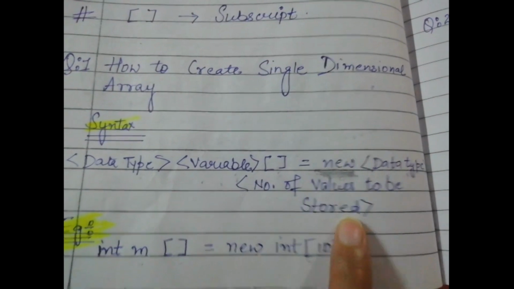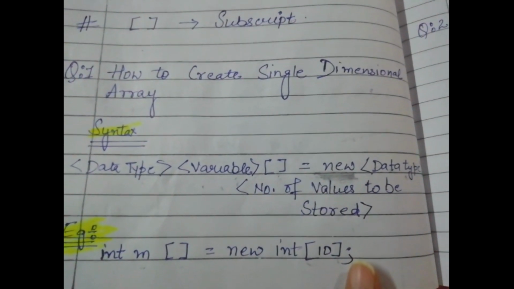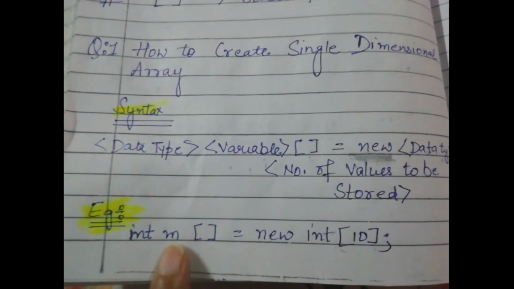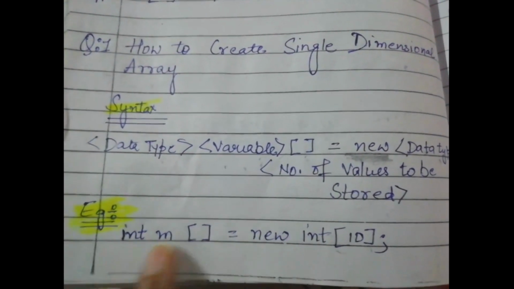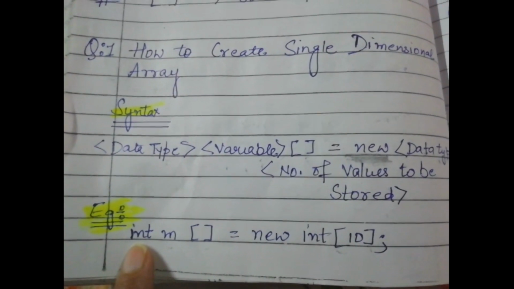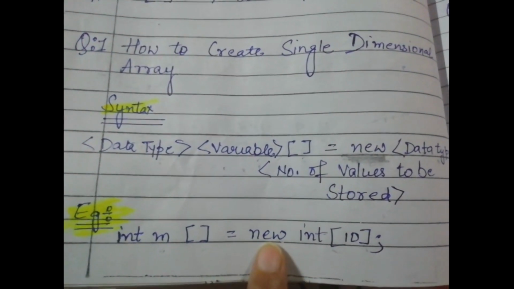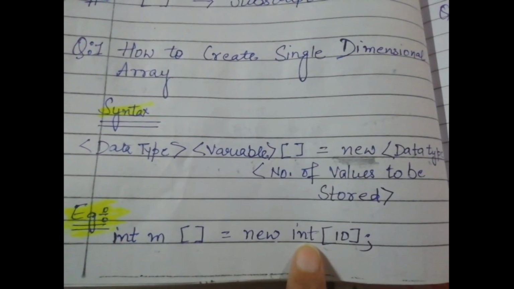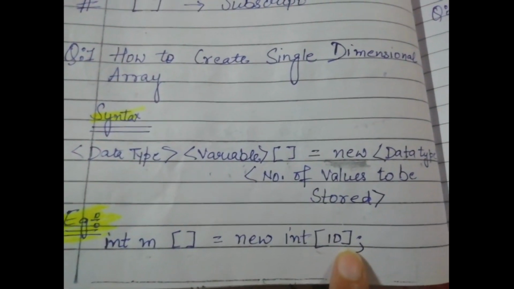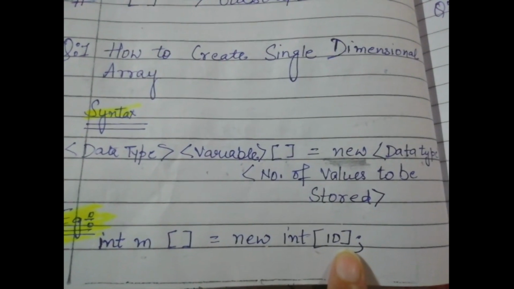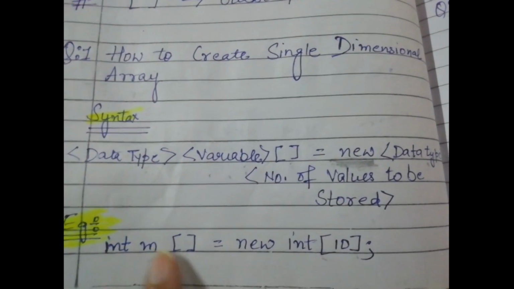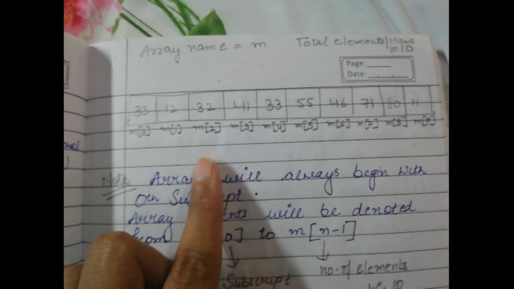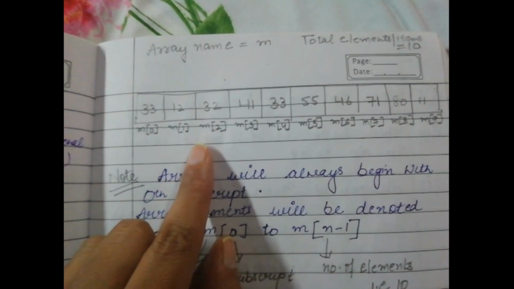In the last example we have stored 10 numbers. So this is your example. Your array name is M, which is of type integer, then the new operator, your data type, and how many numbers you want to store in that particular array. M array has 10 numbers. So this is the array that you have made.